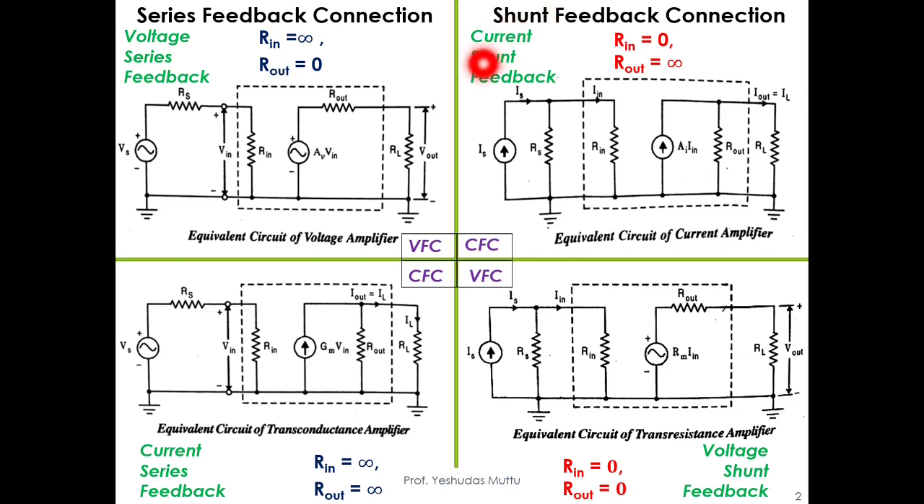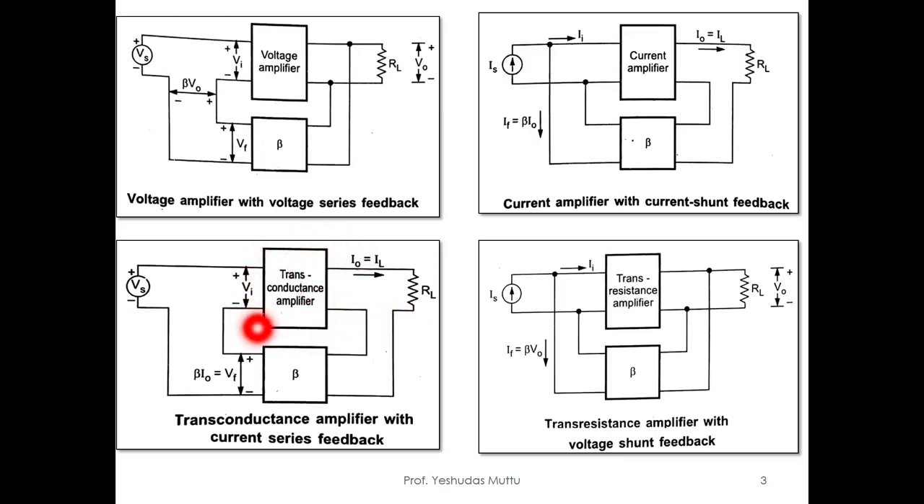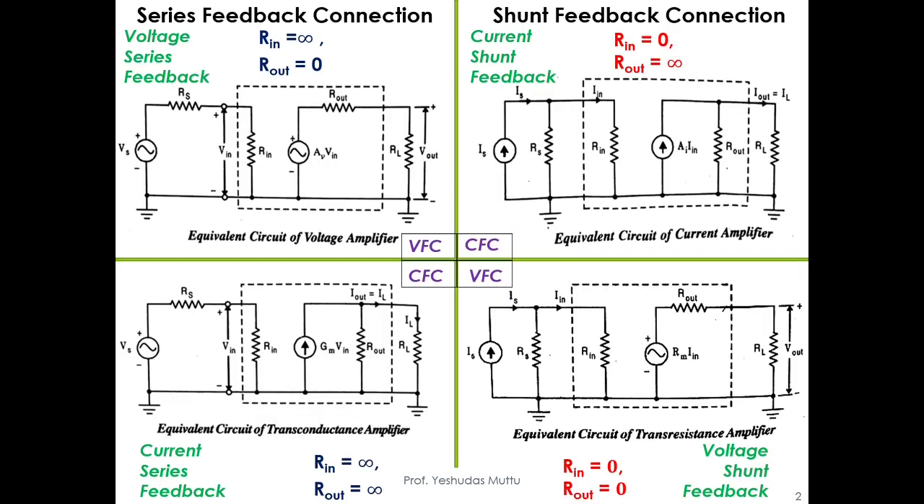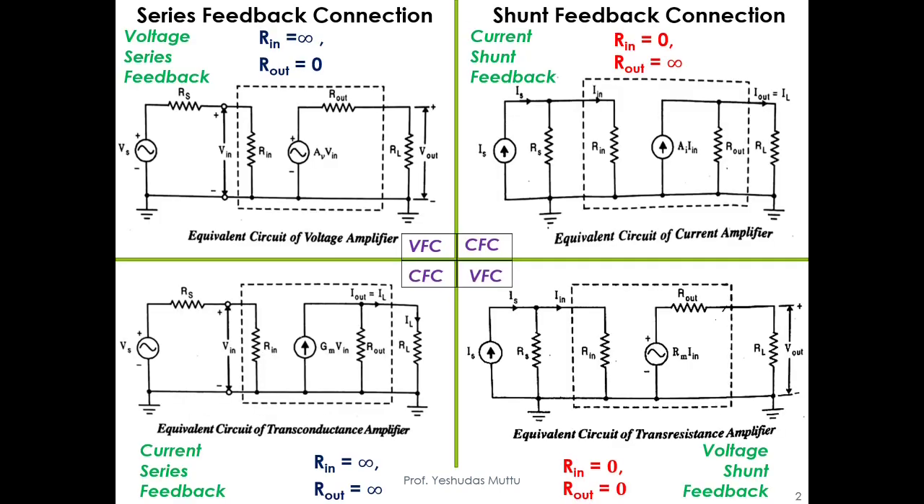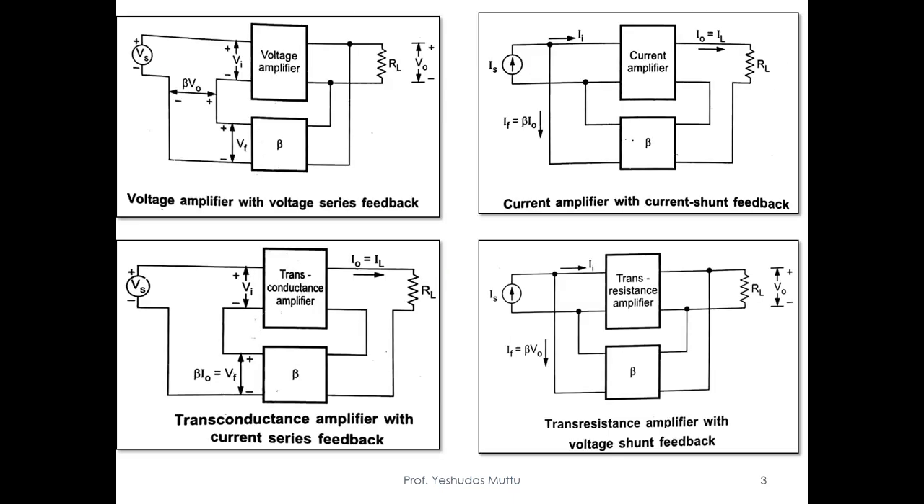For current amplifier it is current shunt feedback. Similarly, for transconductance amplifier, it is current series feedback. Over here have a look, transconductance amplifier, it is current series feedback. And for trans resistance amplifier, it is voltage shunt feedback. So whichever circuits you had seen over here are without feedback, but we were trying to figure out which is the best feedback configuration that can be used for these particular circuits. So I hope this is clear to you all.